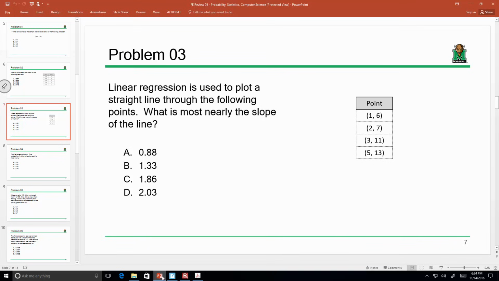B. Why am I asking it for B? Because the problem is asking for what is most nearly the slope of that line. So hit 2 for B, hit equals, and it tells me the slope of that line is about 1.857, etc. So, C.